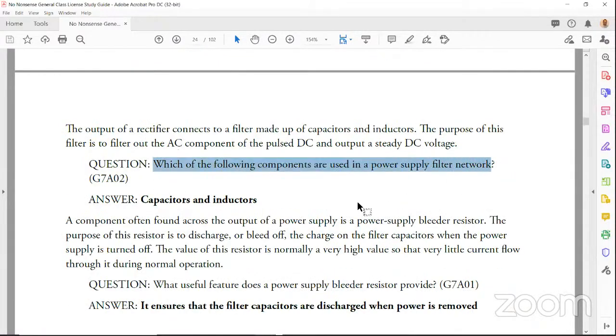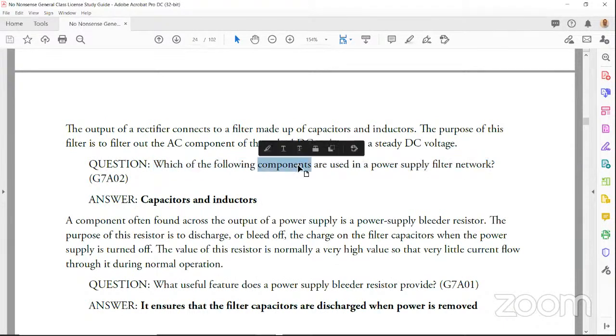Moving right along. Which of the following components are used in a power supply filter network? Okay, so let's dissect this question. They're asking us about components, so the answers will give us some components. Things like resistors, transistors, capacitors, inductors, those are the components, switches and so on. So the answer will be a list of components.